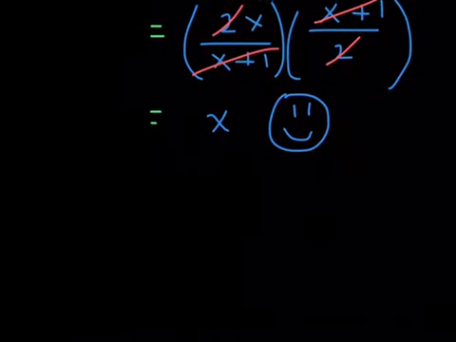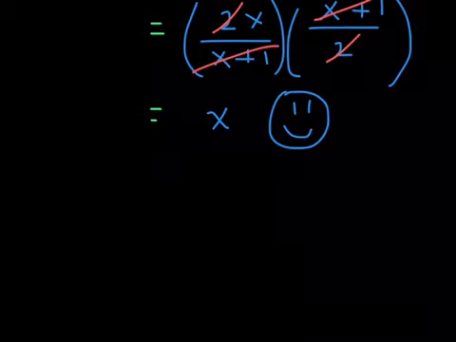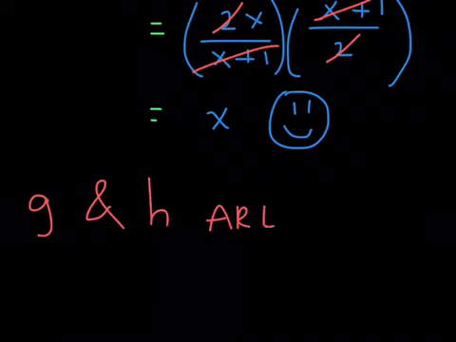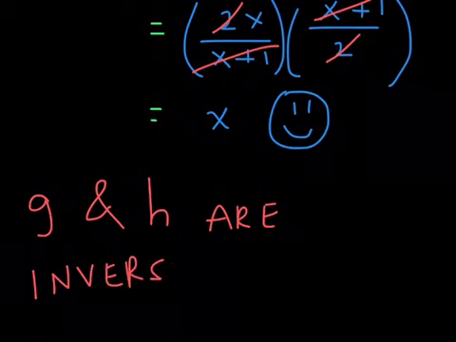All right? So let's actually write that down. So G and H are inverses. They're inverses of each other. All right? Whew, good job, you guys.